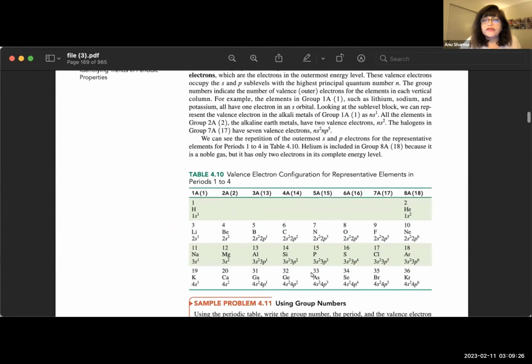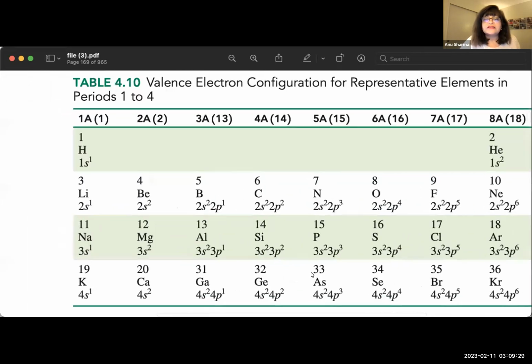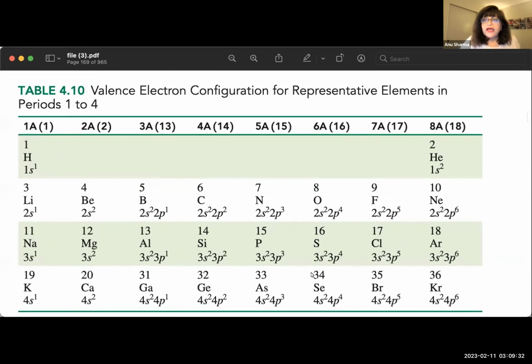Now, first of all, look at this trend. Right here you see the group numbers. The basic trend is that the group number relates to the valence electrons. So hydrogen, lithium, sodium, potassium, all of them end in s1. Depending upon what energy level they are in, this number corresponds to that.